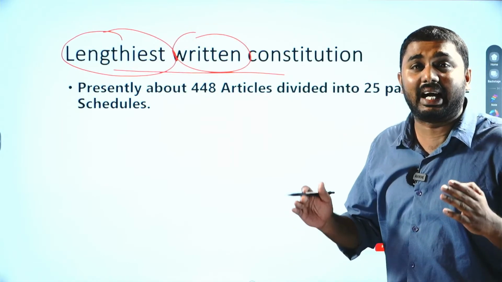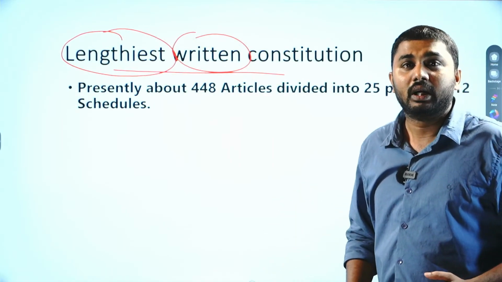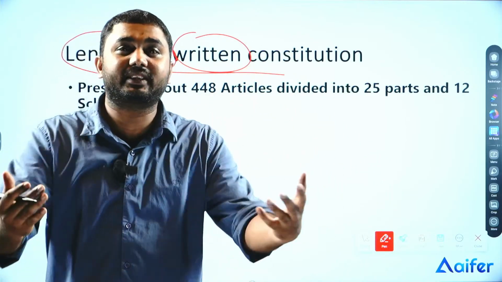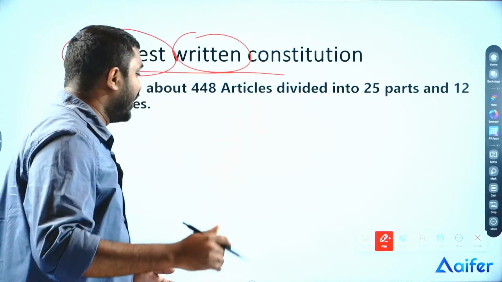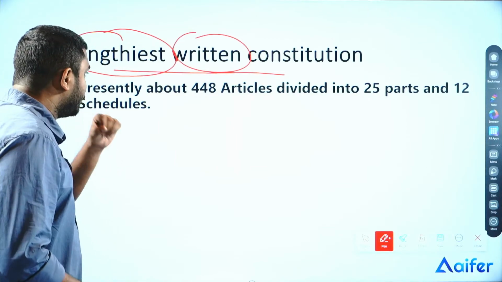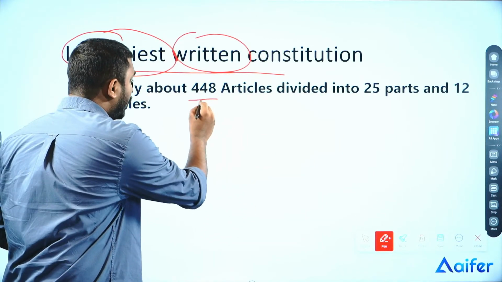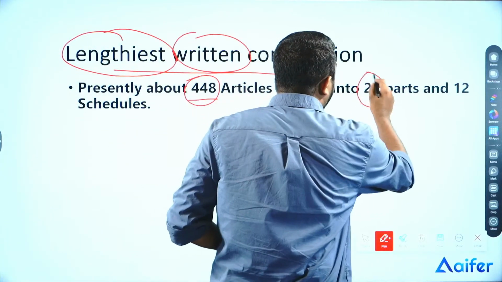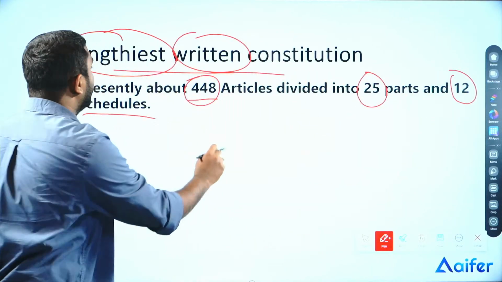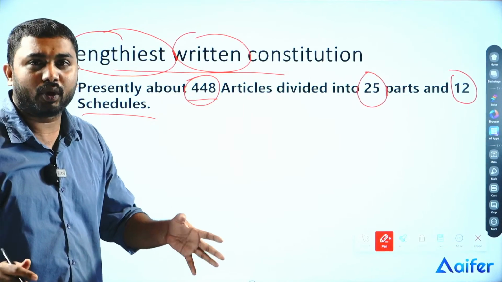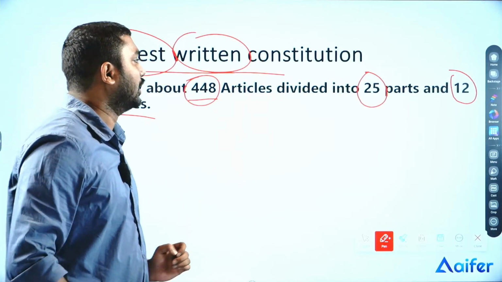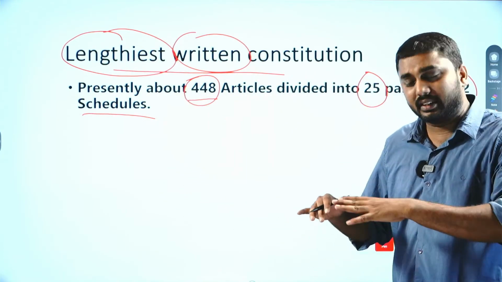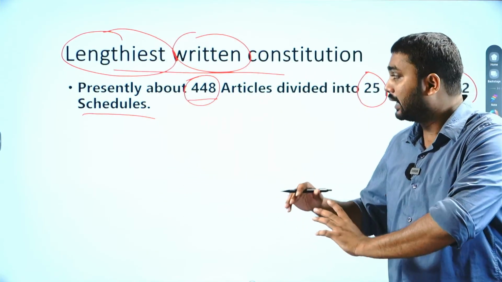Now how many articles do we have? How many parts are there? How many schedules are there? We have to understand that we now have 448 articles, 25 parts and 12 schedules. Right? We have 448 articles, 25 parts and 12 schedules. And these things we discussed in the last session.